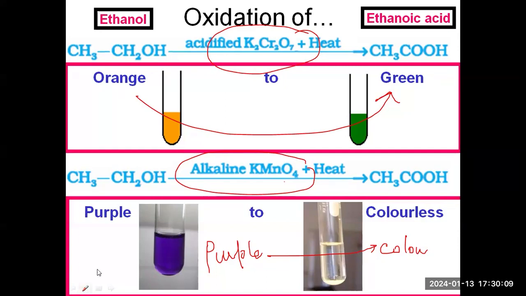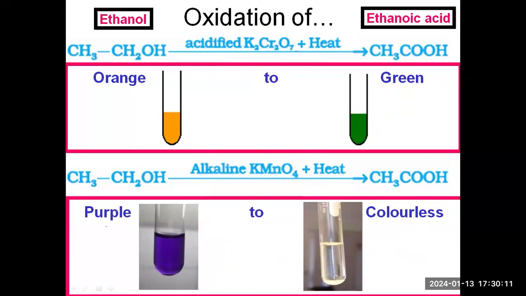Ma'am, can I write C2H5OH instead of CH3CH2OH? Yes, you can write C2H5OH. It is also ethanol, the condensed formula of ethanol. So that is correct. Thank you, ma'am. Okay, right? So you can notice the change in color.